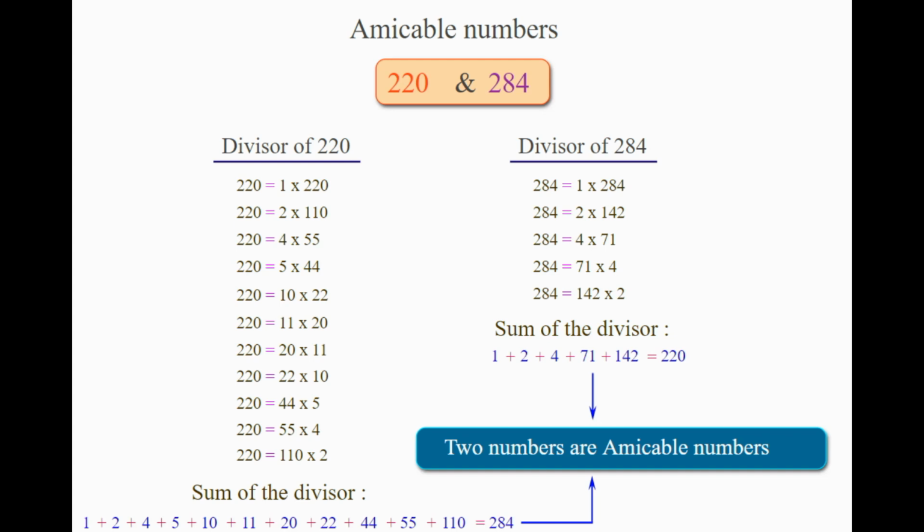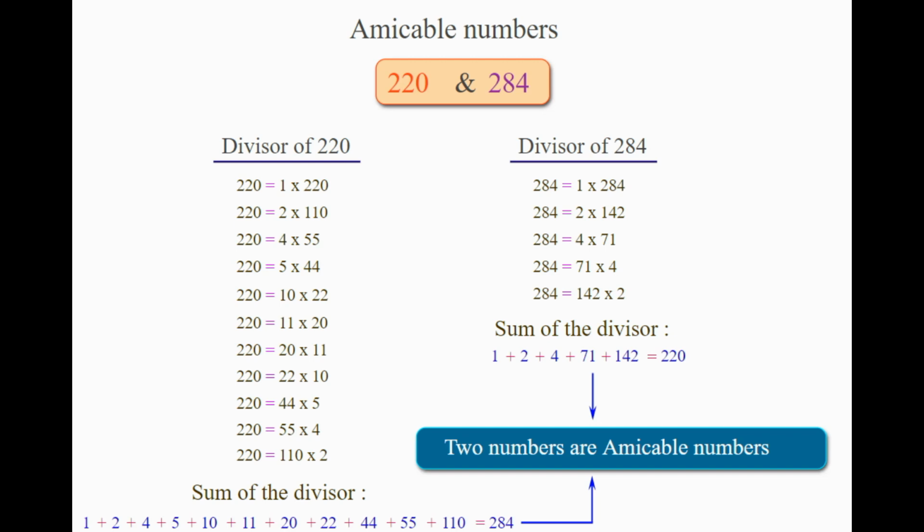In the other column we can see the divisors of 284. 284 into 1 equals 284, 142 into 2 equals 284, 71 into 4 equals 284, 4 into 71 equals 284, and 2 into 142 equals 284. At the bottom we can see the sum of the divisors, 1 plus 2 plus 4 plus 71 plus 142, equals 220.